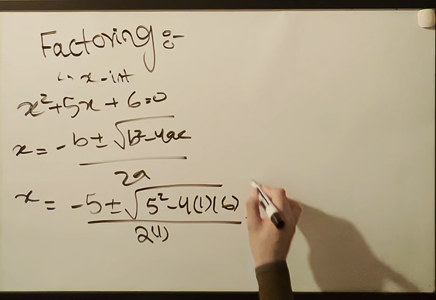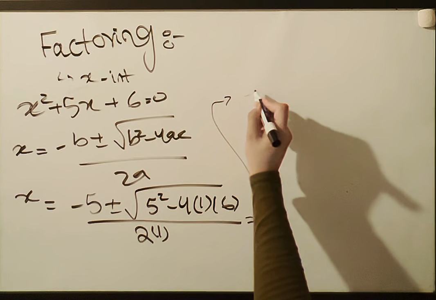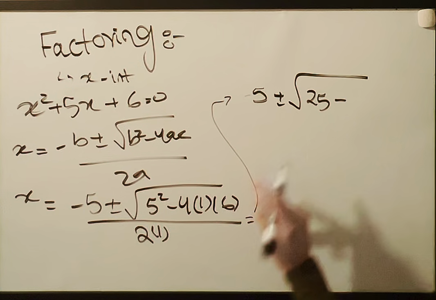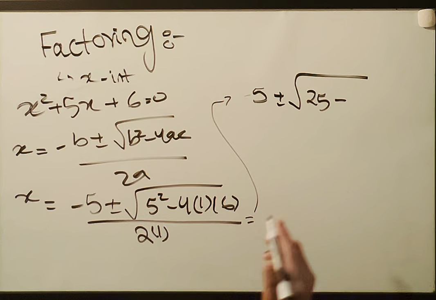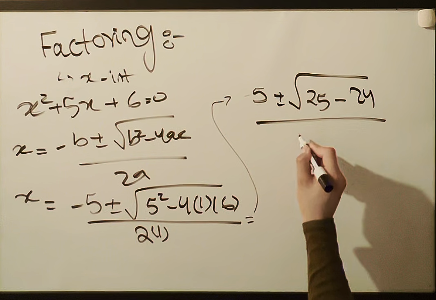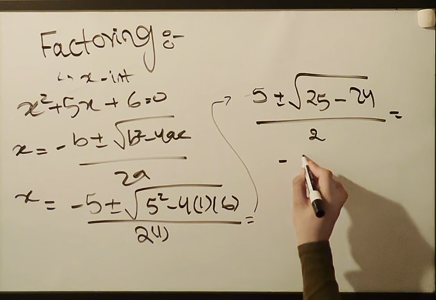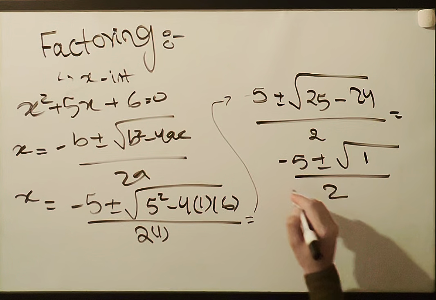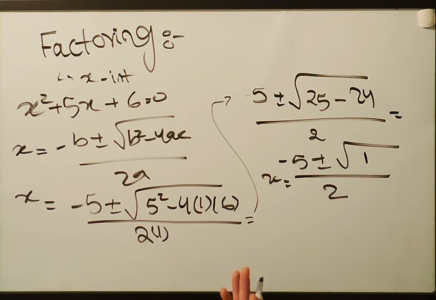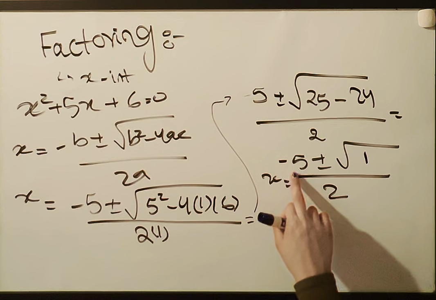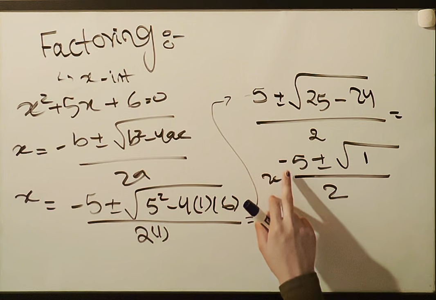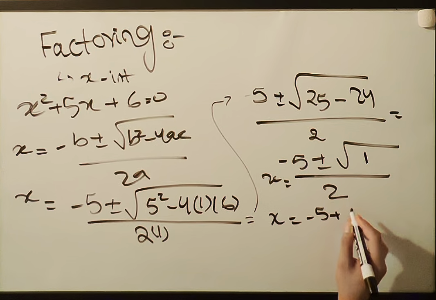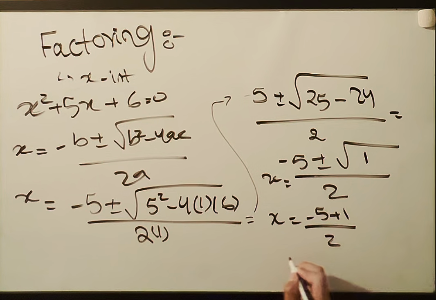Now, we have negative b, or negative 5, plus or minus square root of 25 minus 4 times 6, 24, divided by 2. Now negative 5 plus or minus, 25 minus 24 is 1, divided by 2. And this is x is equal to this. Since I told you before, one of our answers should be negative 5 plus the square root of 1 divided by 2, and the other one should be negative 5 minus square root of 1 over 2. So negative 5 plus square root of 1 is just 1 over 2.